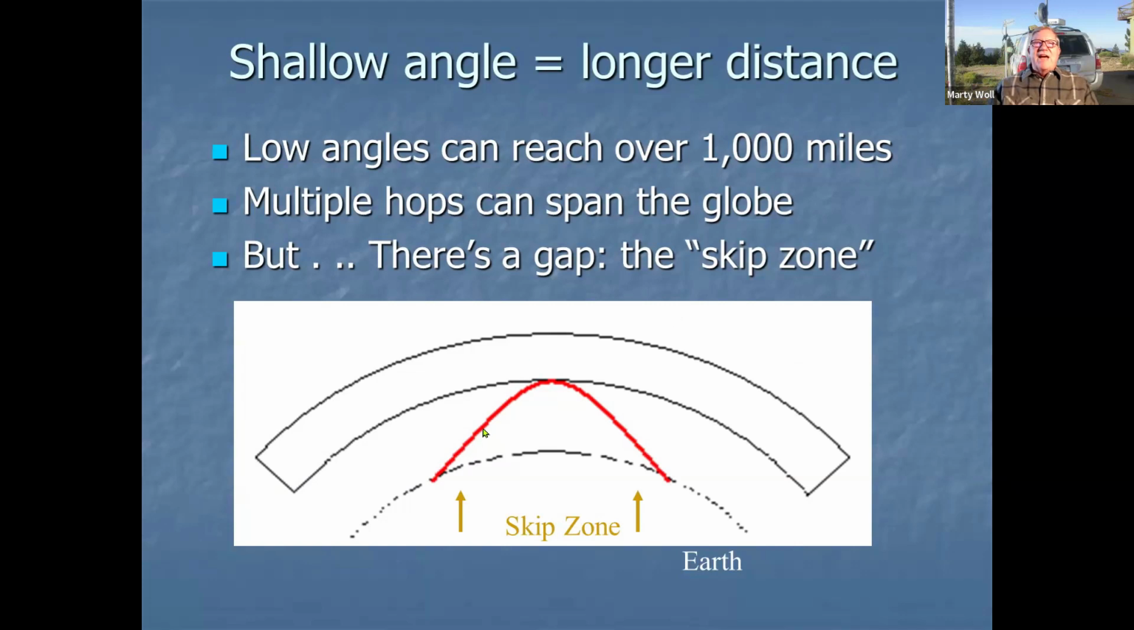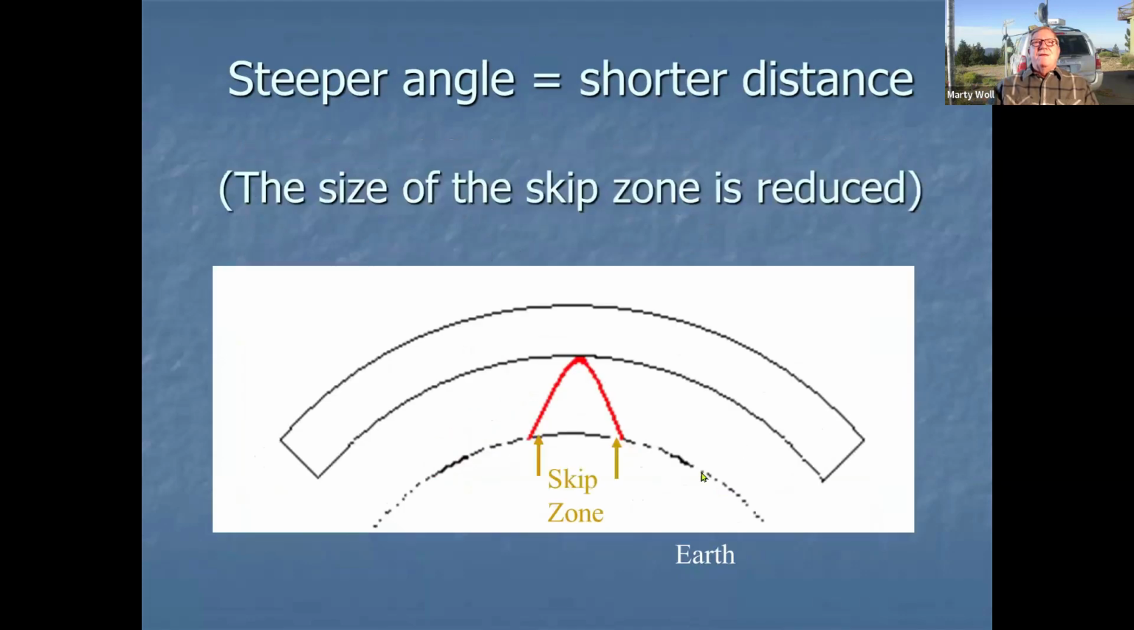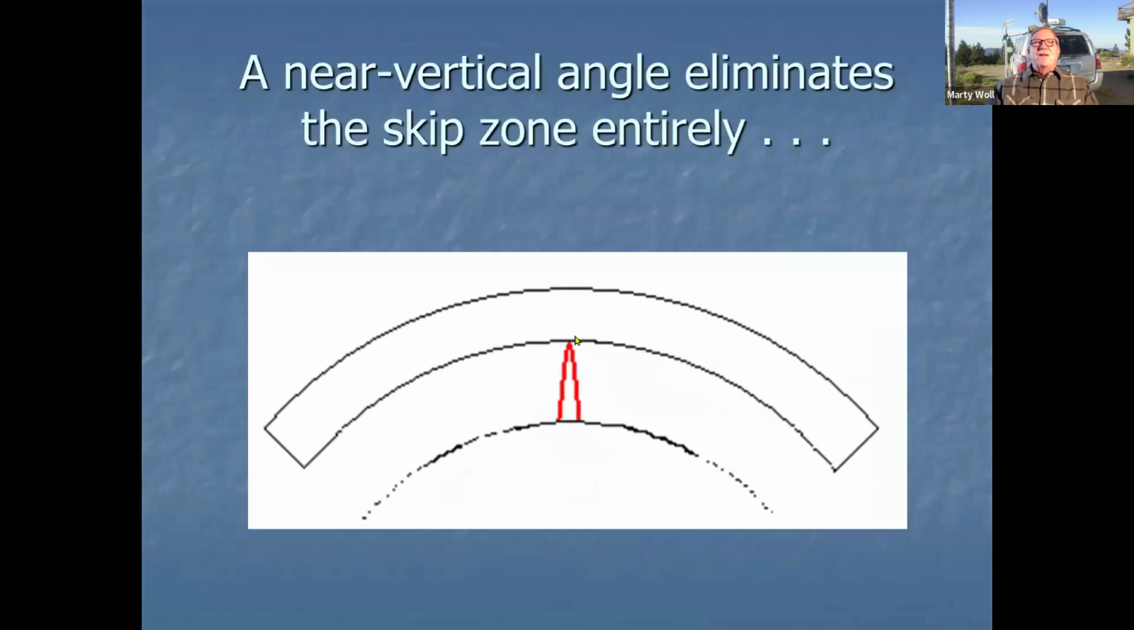But we do have this gap, called the skip zone. And how big that skip zone is depends on the angle at which the radio signal is approaching the F layer of the ionosphere. If you have a higher angle, that skip zone is reduced. And if you get a really high angle, you've got almost no skip zone. This is what we talk about when we talk about NVIS, near vertical incidence skywave, used for regional communications. You want to spray RF within a couple hundred miles of your station and everywhere in between. And so that high angle is what's going to do that for you.